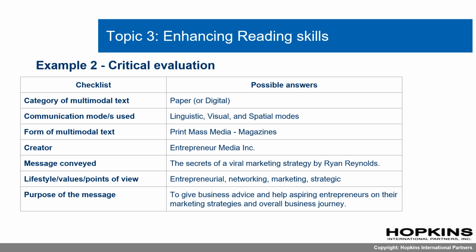Let's analyze the magazine cover using the checklist we created. 1. Category of multimodal text. This multimodal text could fall under both the paper and digital categories. 2. Communication modes used. The magazine cover uses the visual communication mode with elements such as colors and vectors. There are also text elements in the magazine cover, which would be the linguistic communication mode.